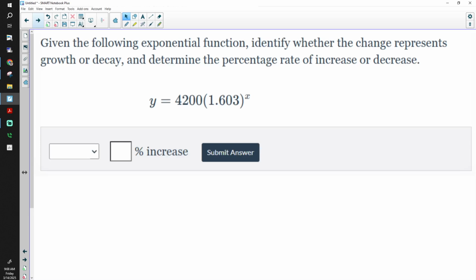Okay, you are given the exponential function. Here we have 4,200 times 1.603 to the power of x.